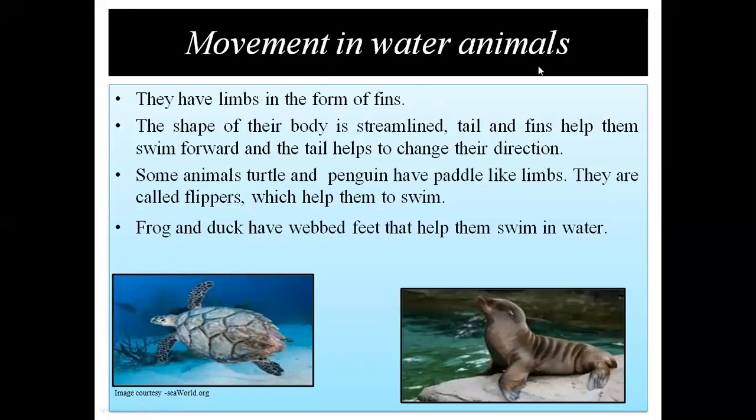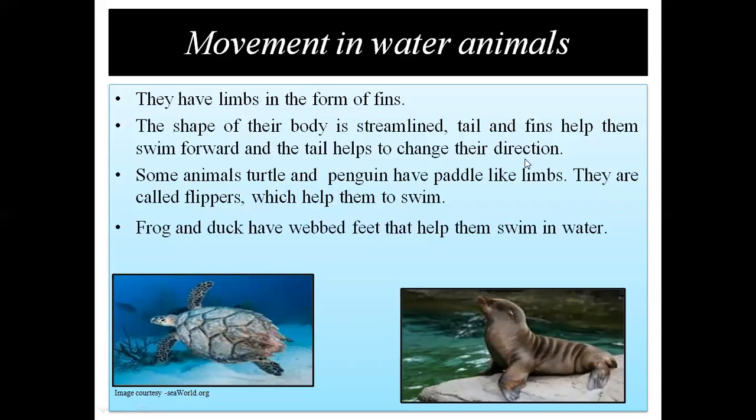Next, movement in water animals. Water animals, they have a different kind of arrangement. They have limbs in the form of fins. The shape of their body is streamlined. You can see the shape here, streamlined. Tail and fins help them swim forward, and the tail helps to change their direction.